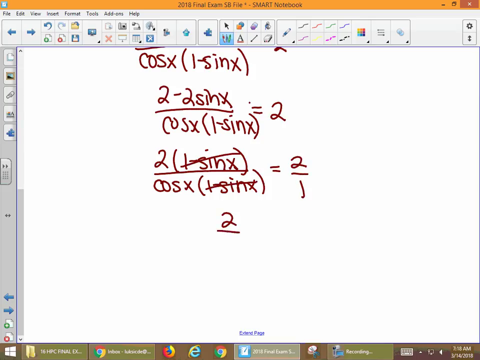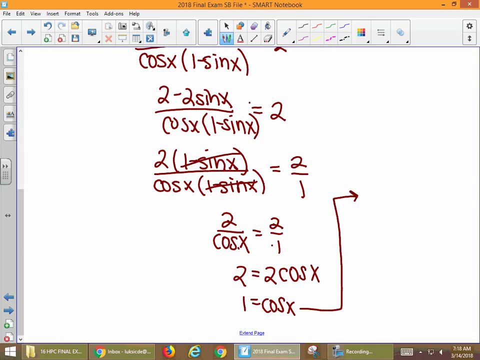Now I have 2 over cosine of x equals 2 over 1. You can cross multiply and divide. 2 times 1, 2 times cosine. So 1 equals cosine of x. And don't forget, we're not solving for cosine, we're solving for x. So what our question there is, where is cosine 1? And on the unit circle, cosine is 1 at 0 and 2 pi. Since those are 2 pi apart, the equation for all solutions, you would do 0 plus 2 pi k.